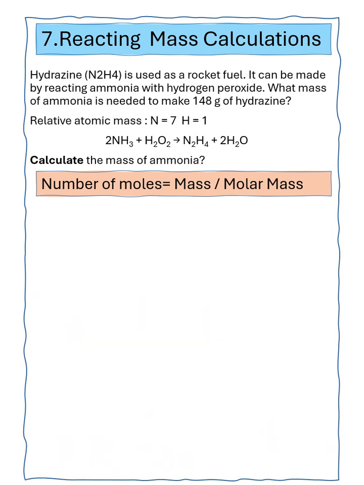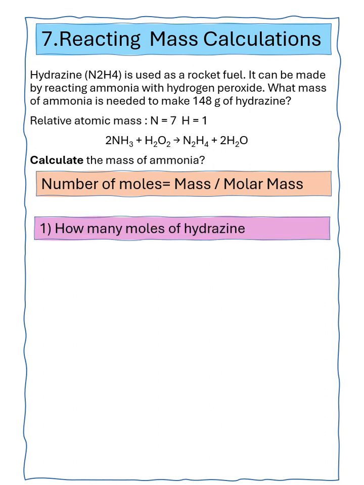So question 7 says hydrazine is used as rocket fuel. It can be made by reacting ammonia with hydrogen peroxide. What mass of ammonia is needed to make 148 grams of hydrazine? We're given the chemical equation. We've got to calculate the mass of ammonia, and we're told the number of moles is mass divided by molar mass, and we're going to use that throughout the question.